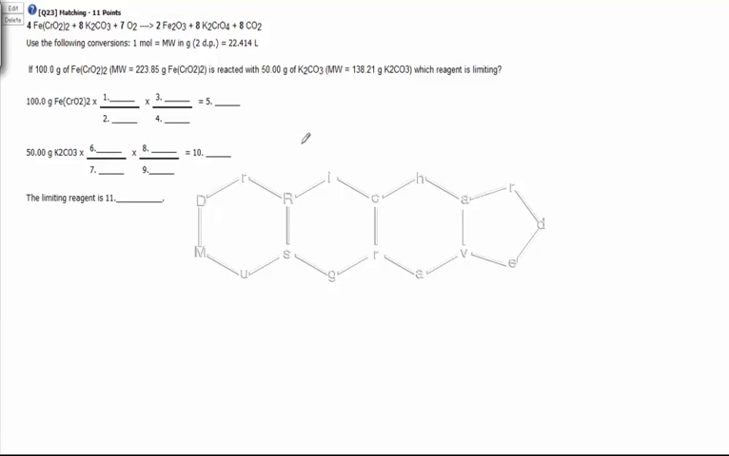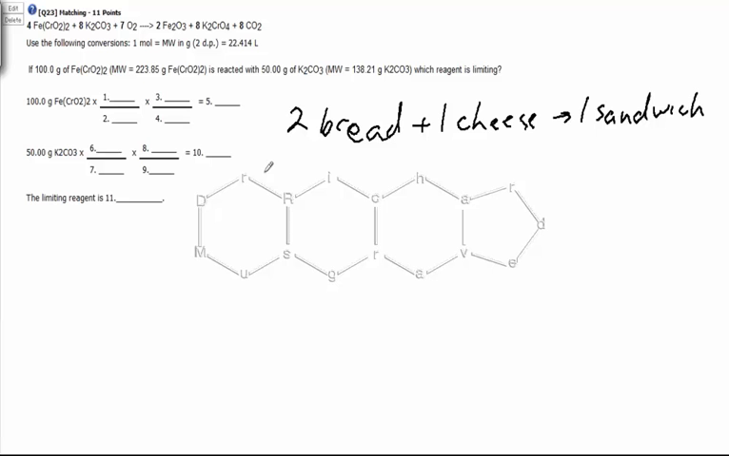Anyway, in the same vein as what we've been talking about, I'll just use my cheese sandwich analogy. So 2 bread plus 1 cheese would give one sandwich. If we had, say, 12 bread and we had 9 cheese, I'm hoping you can see that the most we could get would be 6 sandwiches.